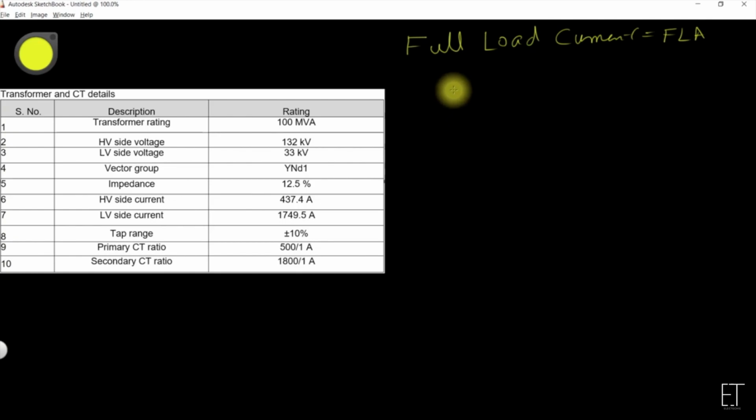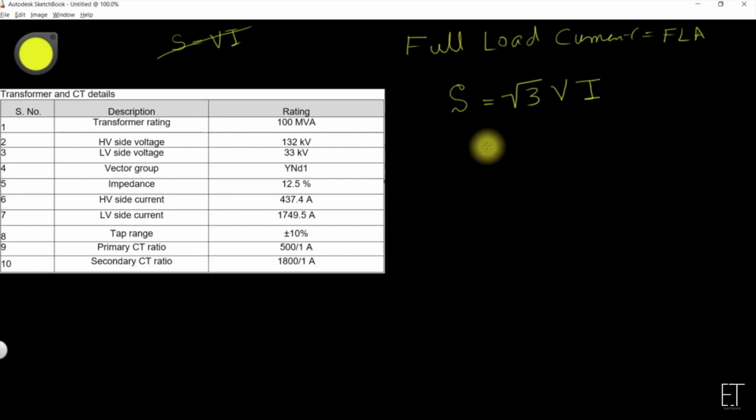We know that the formula for the transformer power is S equals root 3 V into I. This formula is applicable for a three-phase transformer, and we are discussing the case of a three-phase transformer. For single phase, just for information's sake, it will be equal to V into I only. We are not using that here because we are working on a three-phase transformer.